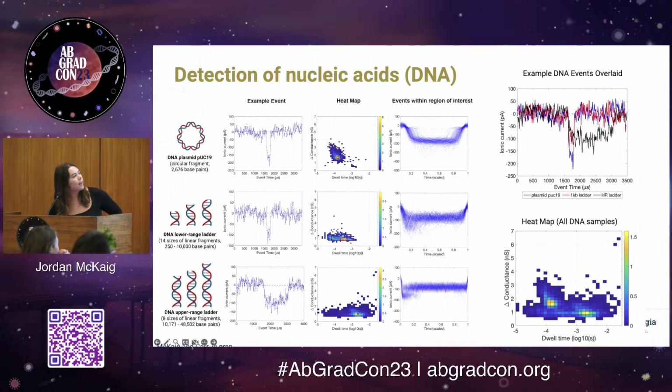This is a circular plasmid, so just a circular piece of DNA. And it is a pretty short dwell time, but also a much larger change in current. And this is probably due to the circular structure instead of a linear polymer. So when you have a circular piece of DNA going through the nanopore, you would have 4 strands of DNA instead of the 2 strands that's in a regular linear fragment. Similarly, for linear fragments, we have these 2 right here, with this one in red being a shorter fragment and the one in black being a longer fragment, which is reflected in that longer dwell time.